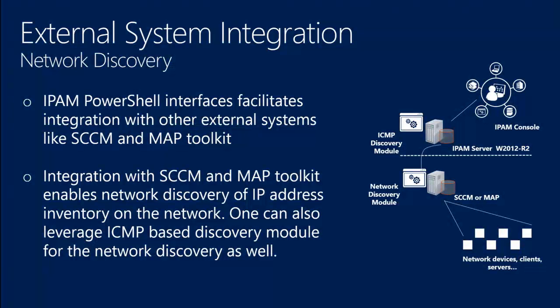Network discovery here means I want to check what IP addresses in a given subnet in my network are currently in use. For that, I can go to SCCM, write a PowerShell script that uses an SCCM commandlet to retrieve information from SCCM. And once I have that, I can massage it and convert it to a format that IPAM supports.